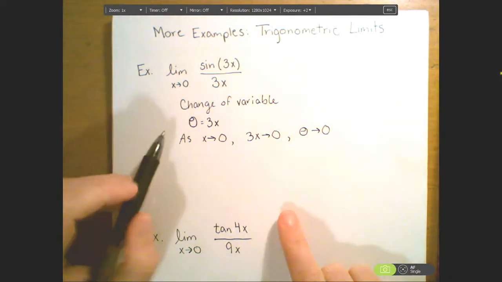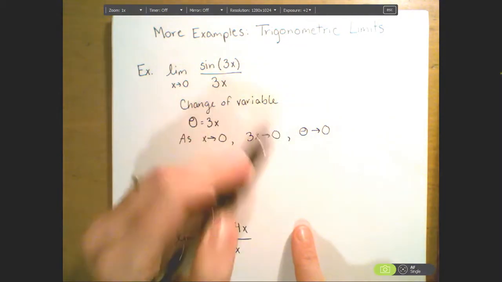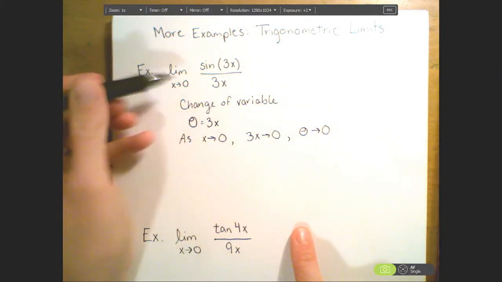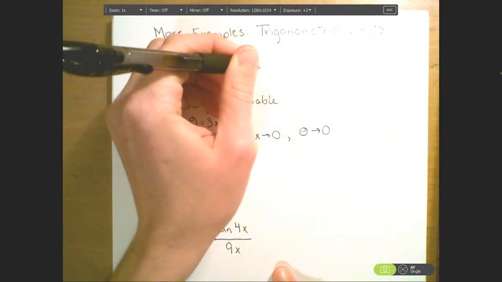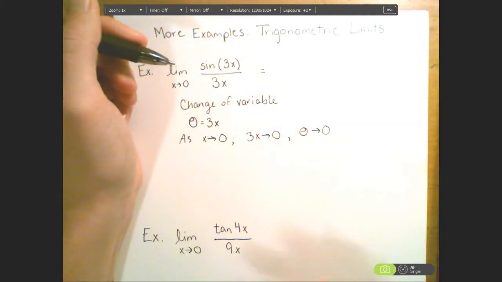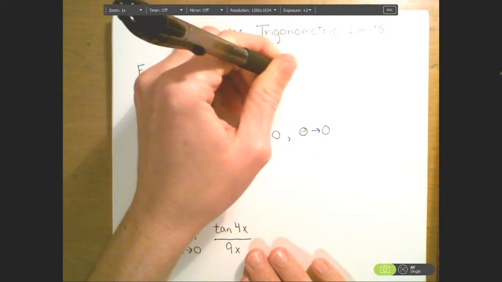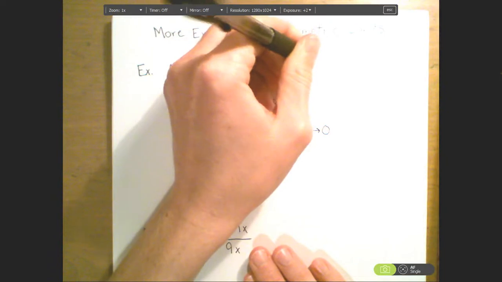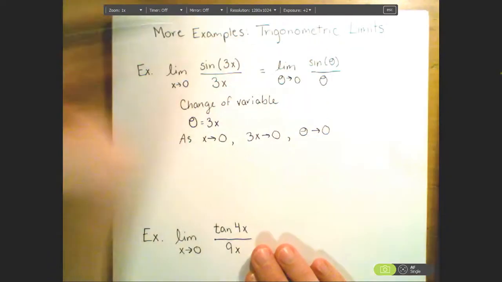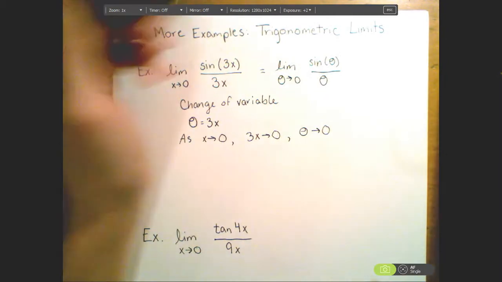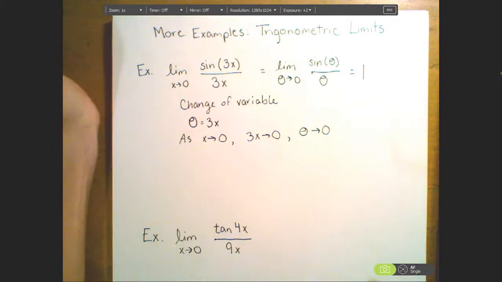And we need to make sure that when we change the variable, the limit on this new variable will be the same as the limit on the original variable. And that means that we can rewrite this expression instead: this limit is going to be exactly equal to the limit as theta goes to 0 of the sine of theta over theta. And as we discussed previously, this limit is exactly equal to 1. And that means that we're done.